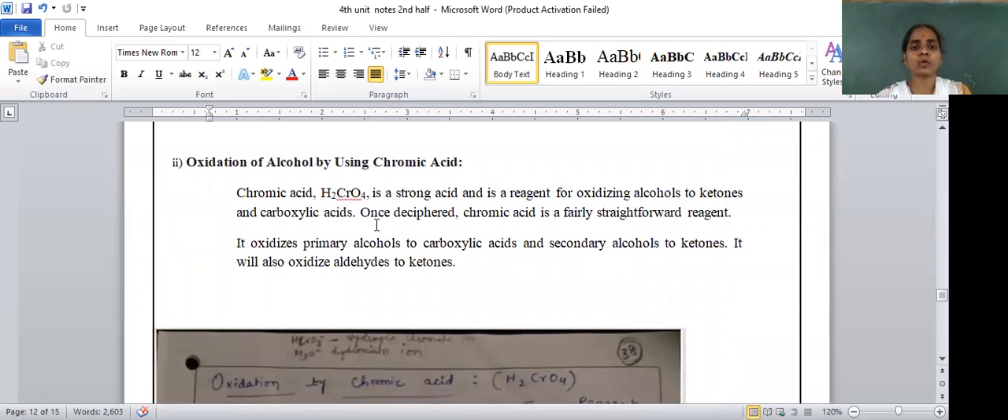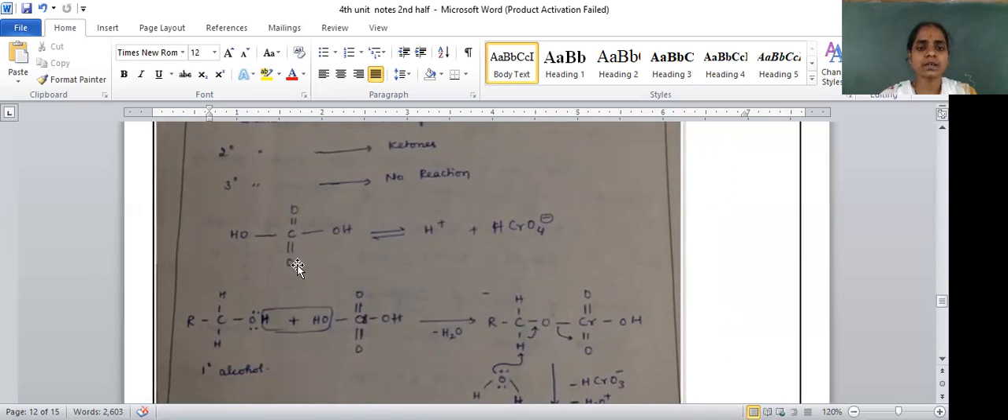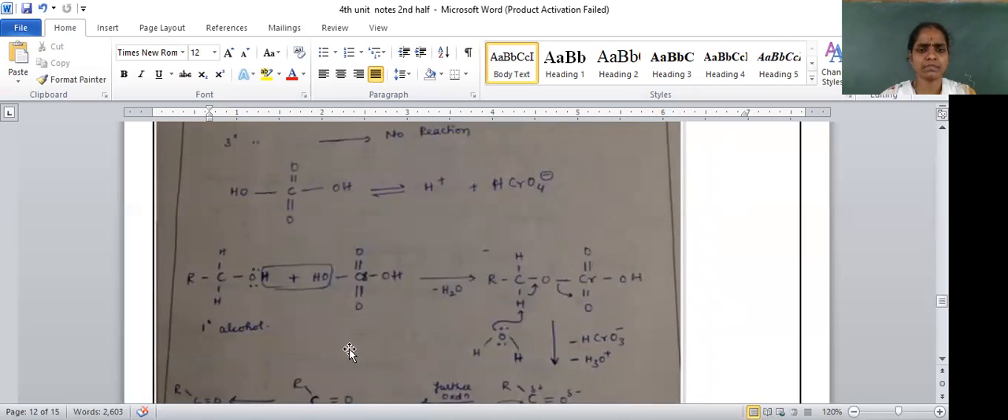And next is the chromic acid. Oxidation with chromic acid, which is also called the Jones reagent. If you look at the mechanism, primary alcohol is converted into aldehyde, and the aldehyde is again converted into carboxylic acid. A secondary alcohol, same as with potassium permanganate, is converted into a ketone, and tertiary alcohol does not undergo any further reaction as there is no alpha hydrogen. Chromic acid is liberated as chromate ion and H plus ion. This chromate ion reacts with the primary alcohol. This is how the mechanism takes place.